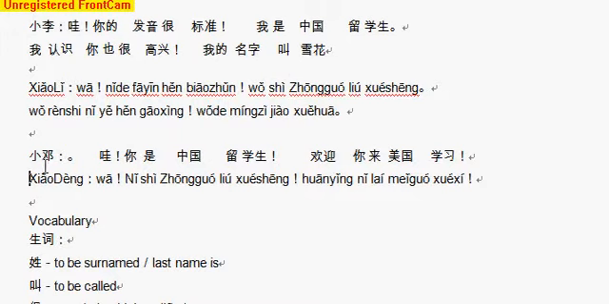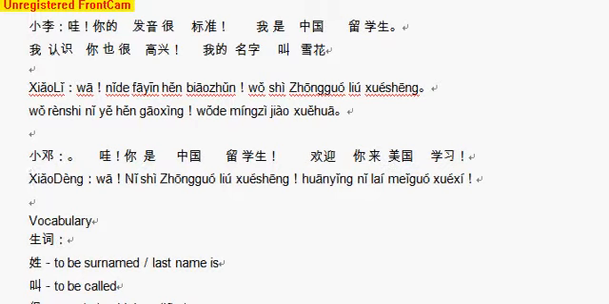So moving on to Xiao Deng's reply. He says, 哇，你是中国留学生? He's surprised. He's saying, wow, you're a Chinese exchange student? 欢迎你来美国学习. So he's saying, welcome, you come to America to study. So that's how a Chinese sentence can work.